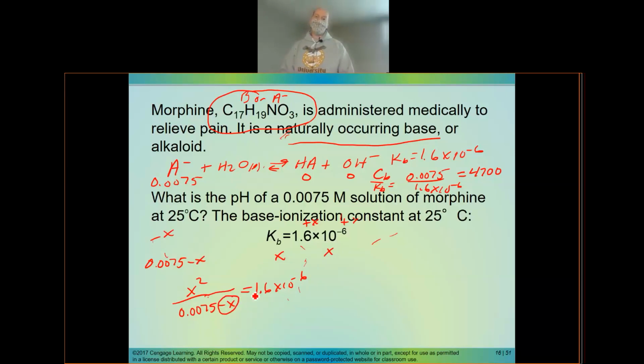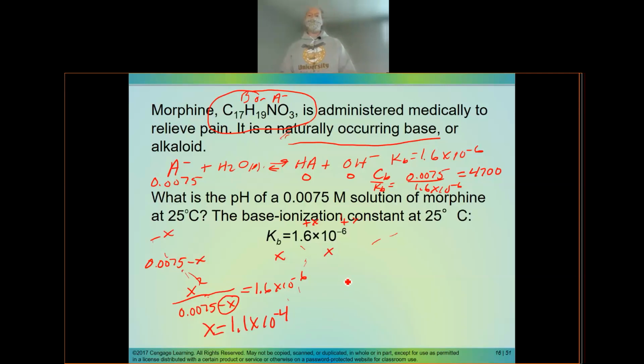And we will find here that we probably should have checked it. All right, it was really close, it was just 4,000, just barely greater than 1,000. All right, so we have 0.0075 times 1.6 times 10 to the minus 6, and then the square root of that. All right, and we get 1.1 times 10 to the minus 4. So your X value is 1.1 times 10 to the minus 4.